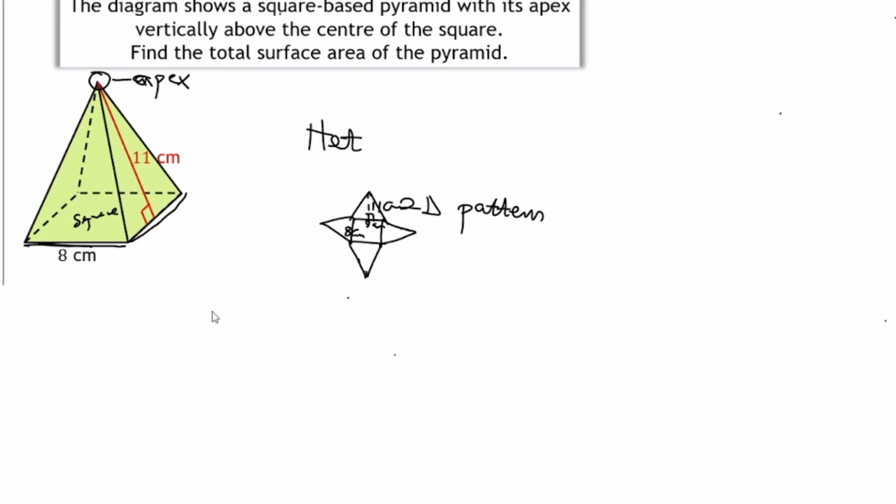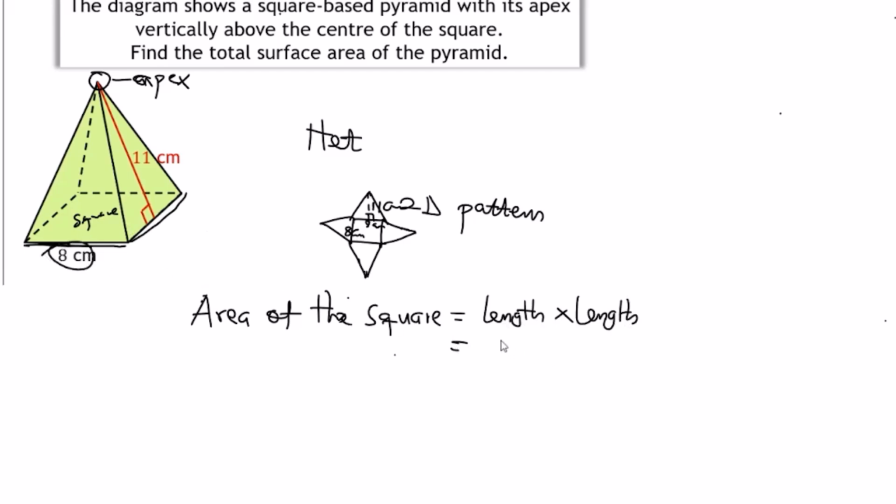So first of all, let's find the area of the square. So the area of the square equals length times length. And the length is 8 centimeters. So 8 centimeters times 8 centimeters. And that gives us 64 centimeters squared. Okay, so that is the area of the square.